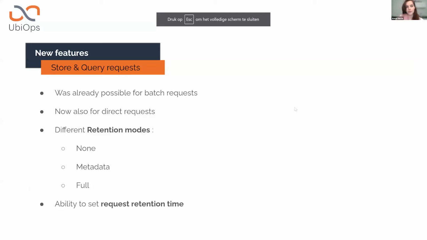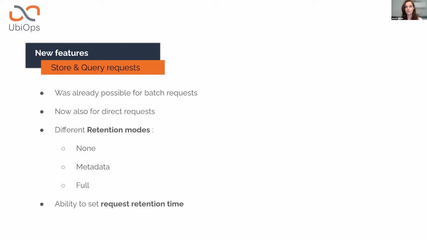Then the next thing we released was the ability to now store and query requests. This was already possible for batch requests, but we've now also made it possible for direct requests so that you can store all the requests that you've made, which can be handy for data analysis later on, or when you want to backtrack, or for instance, when there was a request that failed and you actually don't really know why it failed and you want to inspect more, that you can retrieve what exact request caused that failure.